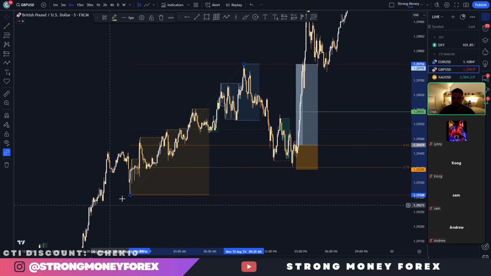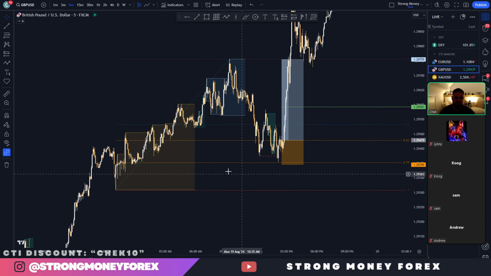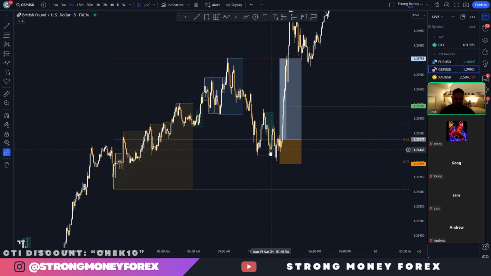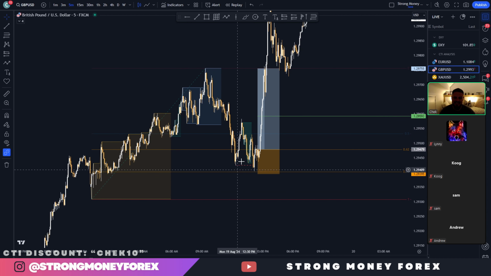So there we go. So this is the range. It's a 15-minute range from this low to this high. Price comes down perfectly into that golden zone. We then get our setup within that golden zone, and then we can reject from there.